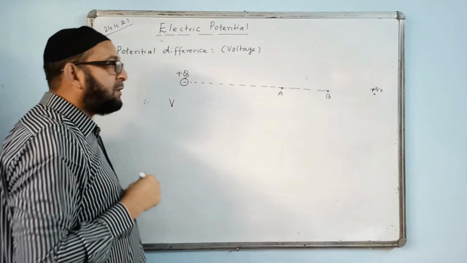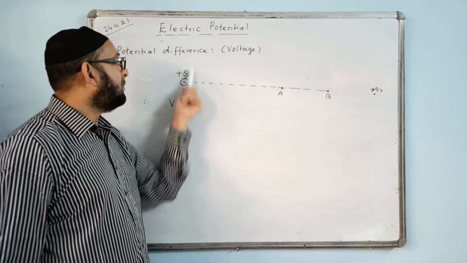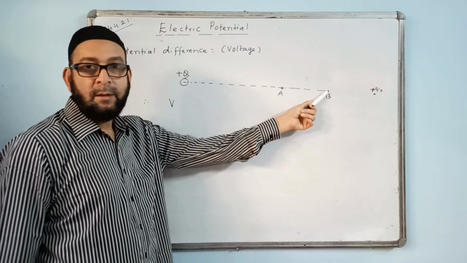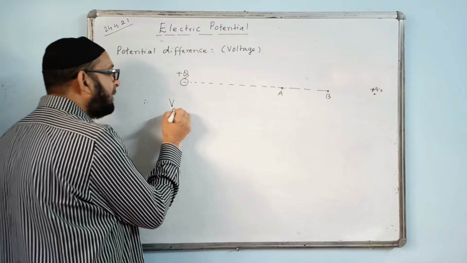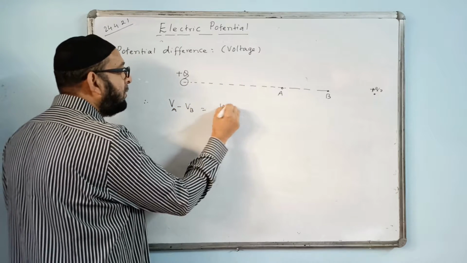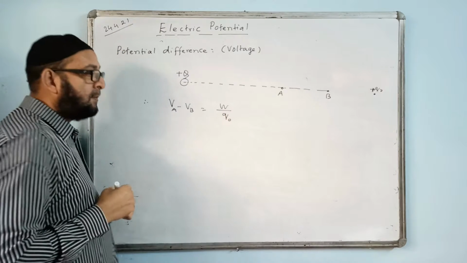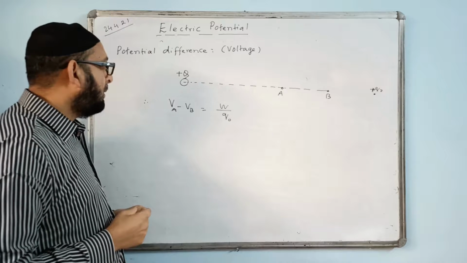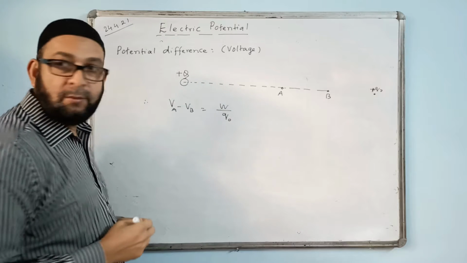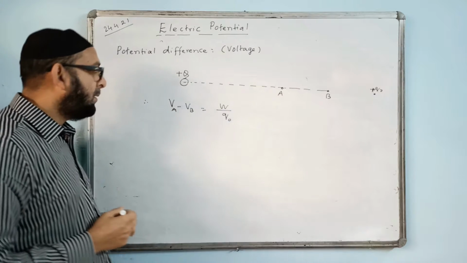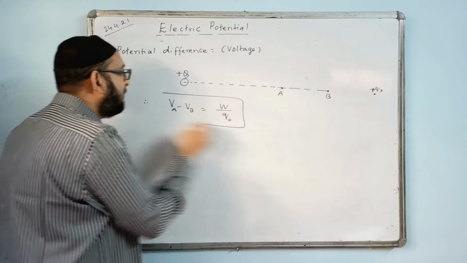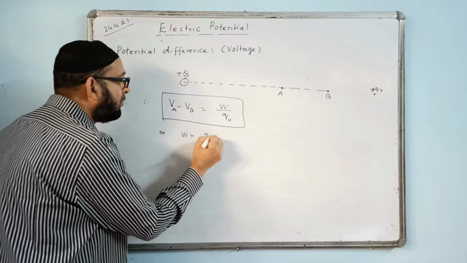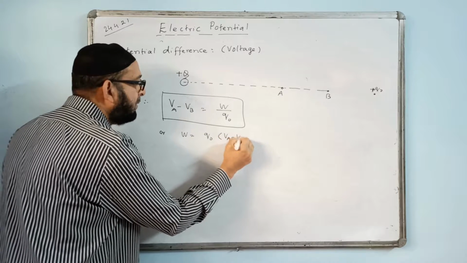Which point will have a greater potential? The point which is closer to the charge. So the potential of the point A will be bigger than the point B. So we will be writing VA minus VB equal to W by Q naught, between these two different points. So this becomes the formula of potential difference. Or we can write W is equal to Q naught multiplied by VA minus VB.